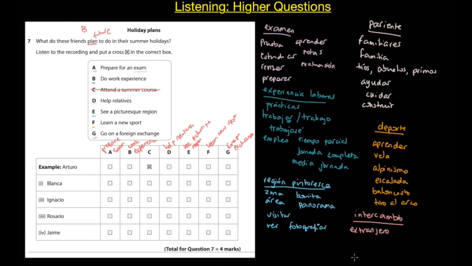Extranjero. You might hear things like estudiante. You might hear the name of the country where this person is going, and you might hear words like aprender. You might hear idioma. So aprender, to learn, idioma, language, or lengua. Same thing. Or you may hear the word of the language. So you may hear Inglés or Francés or Alemán, whatever language they're going to learn.